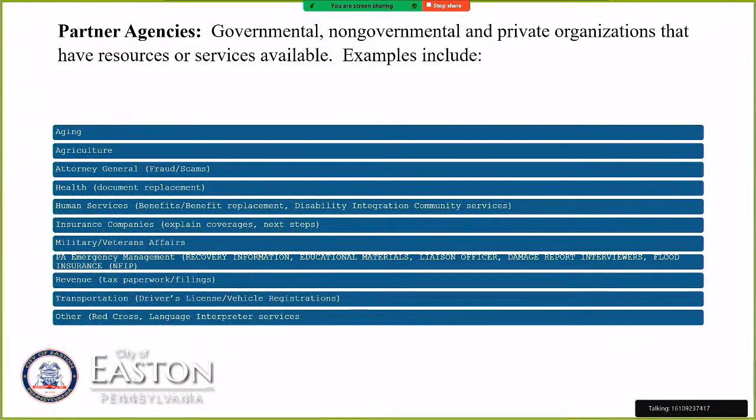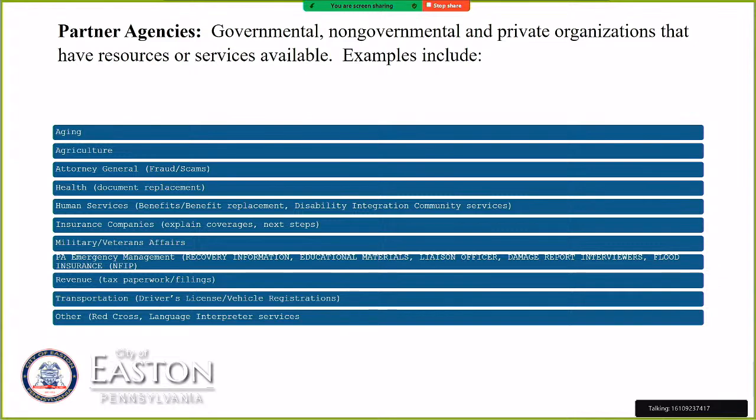So, for these particular events, you have the Agency on Aging, Agriculture, the Attorney General in case there's any fraud or scams, any health documents that need to be replaced, birth certificates, anything along those lines, benefit replacement, disability, all those types of things through Human Services, insurance companies to explain their coverages, the next steps for these people to follow, because they've lost everything. They might not have access to their policy numbers or their limits or any of that.